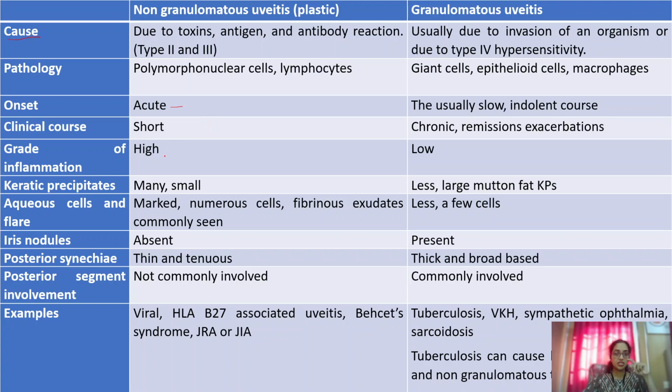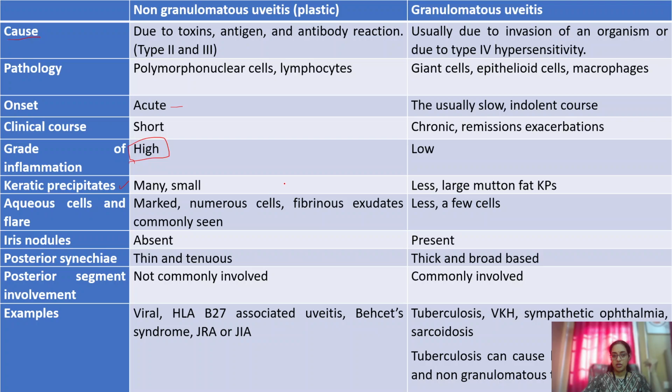The clinical course is short in non-granulomatous, whereas it is chronic with a lot of remissions and exacerbations in granulomatous. The grade of inflammation is very high, so you see a very dramatic presentation in a non-granulomatous inflammation, whereas granulomatous uveitis is a very low grade of inflammation. The main difference between these two is the type of keratic precipitates. In non-granulomatous they tend to be multiple and small. However, in granulomatous uveitis you have large lardaceous mutton fat KPs. These KPs have a volume; they are described to be voluminous. These are nothing but small granulomas deposited on the back of the cornea.